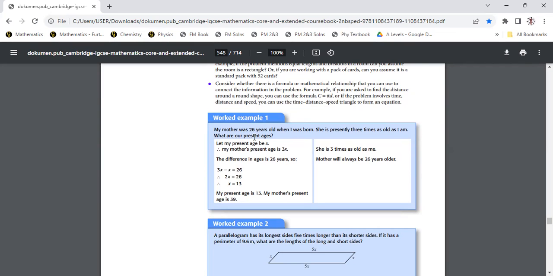So let's start with worked example 1, where they say that my mother was 26 years old when I was born. So let's get 26. And currently, she's 3 times as old as I am. So what is the present age? So in this question, you actually need to set an unknown variable, for example, x. So let's say my present age is x. So she would be 3x.